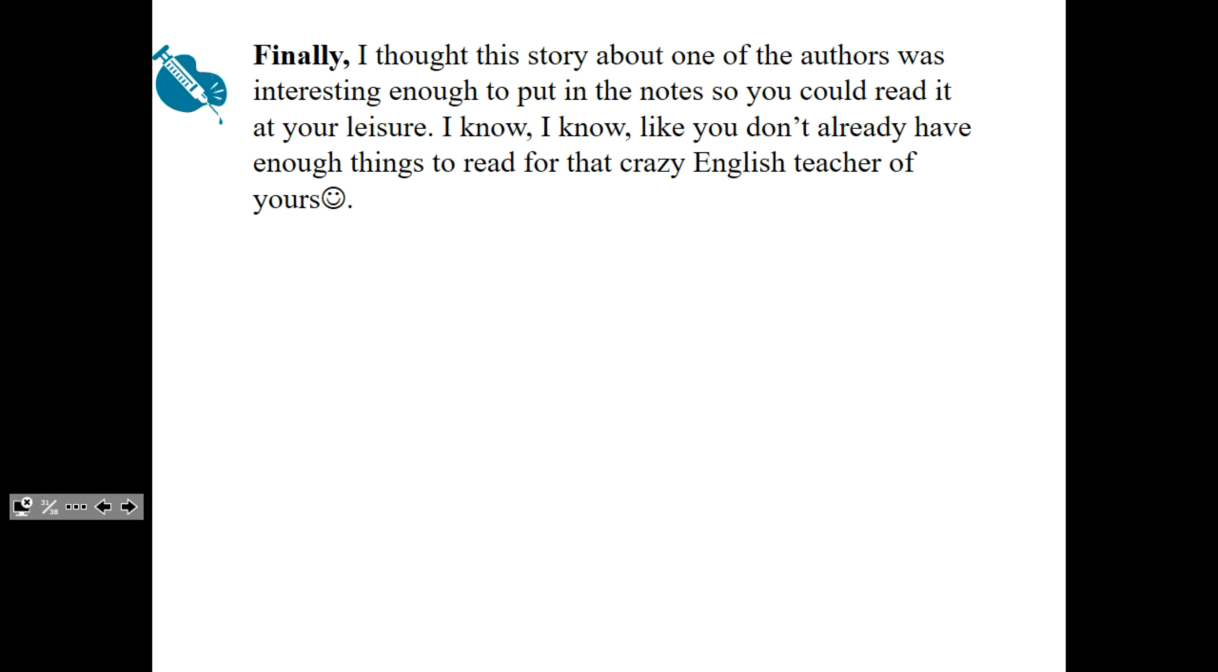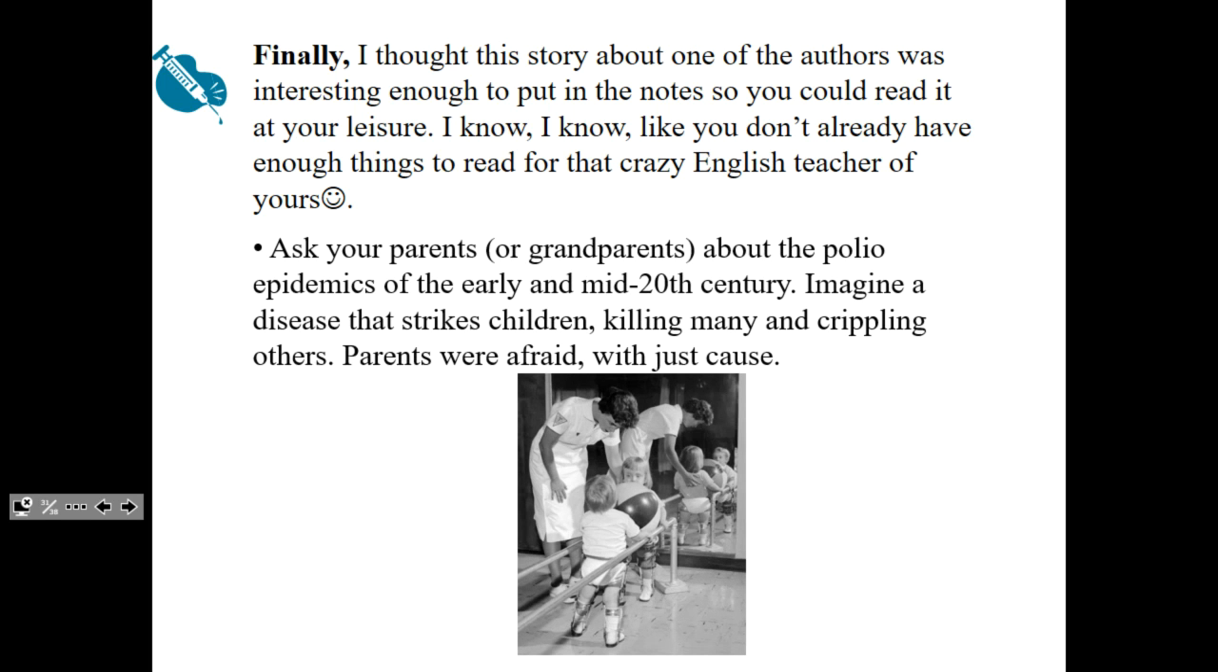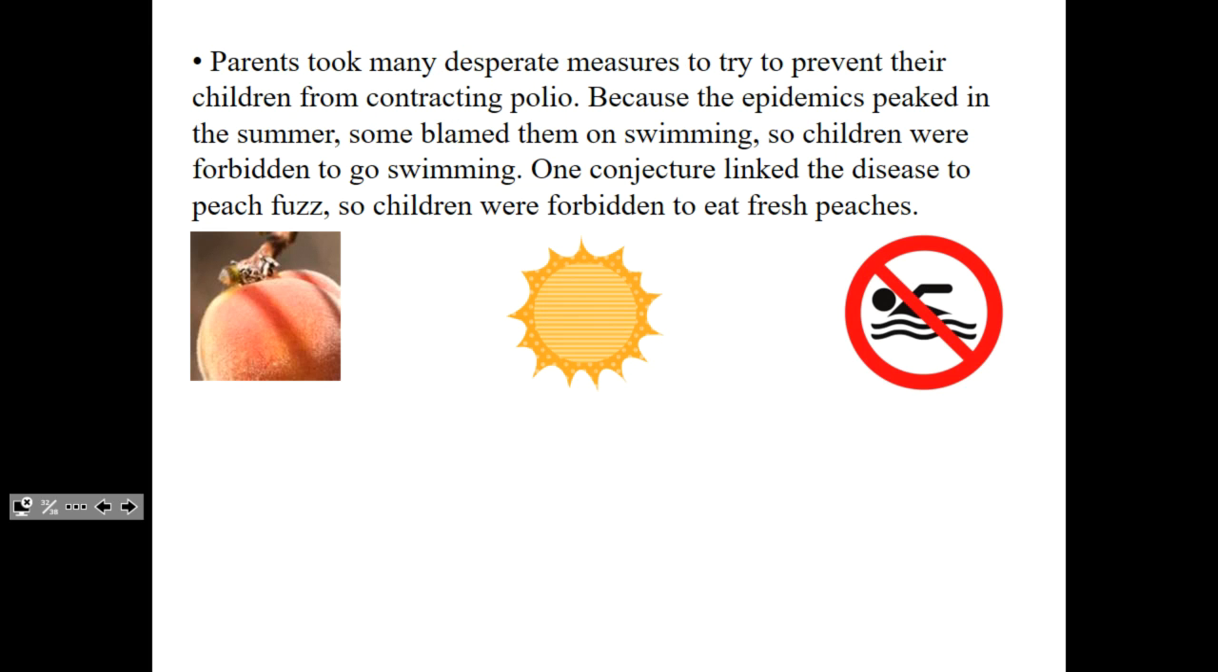But if you ask your parents, probably your grandparents actually, about polio, I'm going to tell you, this disease hit a lot of kids and it killed a lot and it crippled a lot of others. So parents were afraid of polio, and obviously they had a good reason to. Parents were desperate to find out what was causing it and protect their kids from getting polio. The polio epidemic seemed to peak in the summer, so some people blamed it on swimming. So children were forbidden to go swimming. Other people thought maybe it was because of peach fuzz, that something on peaches was causing polio outbreaks, so kids were forbidden from eating peaches.